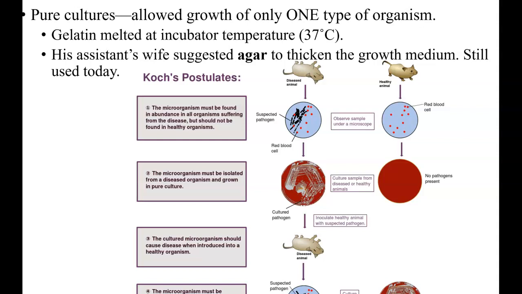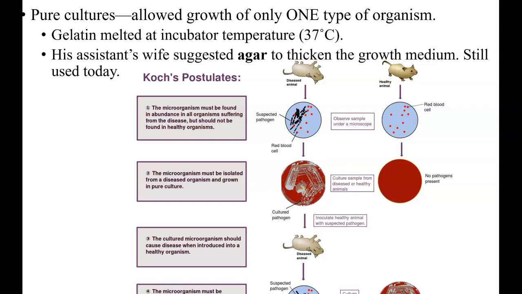But the problem was trying to actually grow these organisms on a solid surface. So they were trying to use gelatin. But the problem with gelatin, and if you think about Jell-O, when you have to refrigerate it for it to congeal, is that if it's kept at a warmer temperature, especially 37 degrees, it was melting. It wasn't really holding up its consistency.